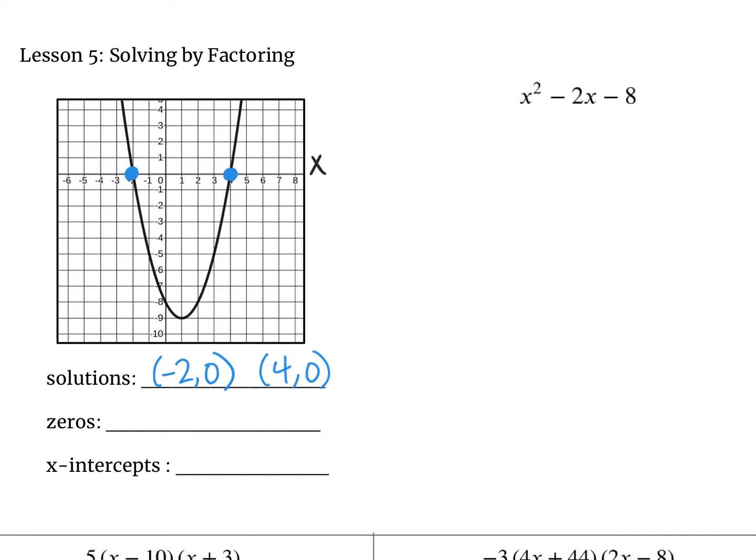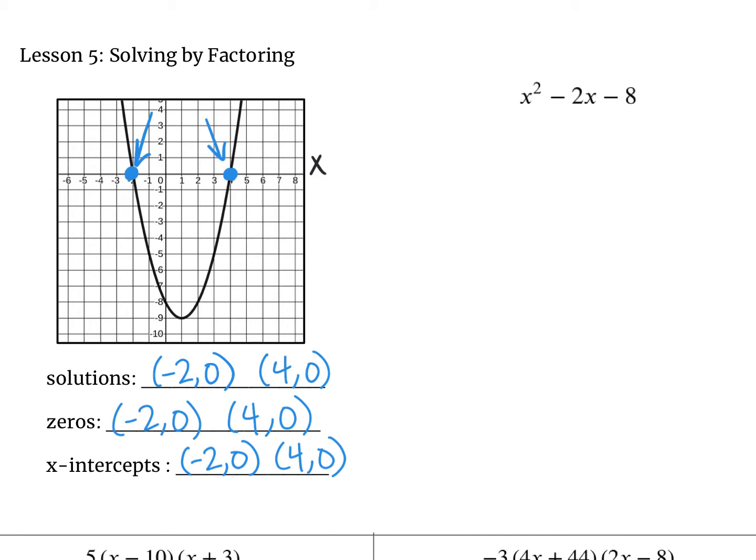Now it's asking us for the zeros. Well, remember that solutions and zeros are the same thing. So again, we're going to write -2, 0, and 4, 0, those coordinates. And lastly, we have our x-intercepts. So x-intercepts, same thing as your solutions, same thing as your zeros. The x-intercepts are -2, 0, and 4, 0. So when you are asked to solve a quadratic function, you are looking at these 2 points. Those x values are the solutions.